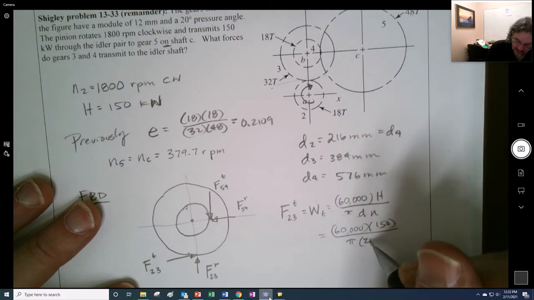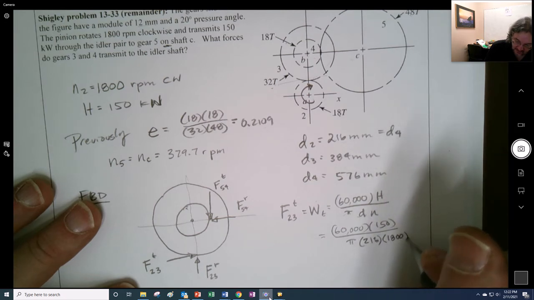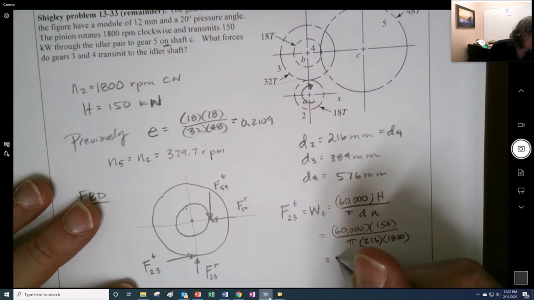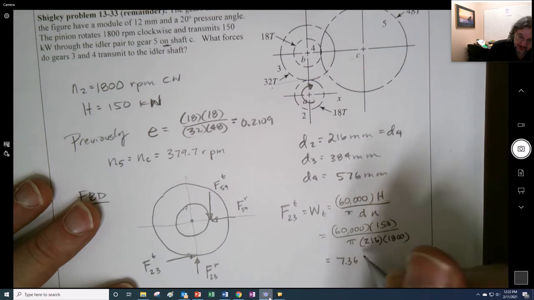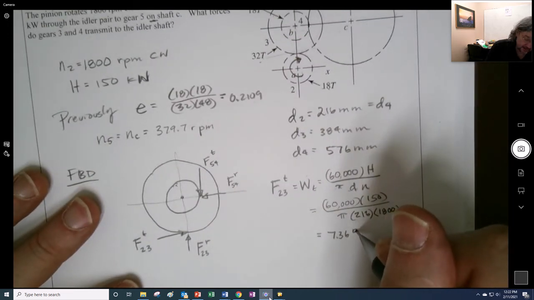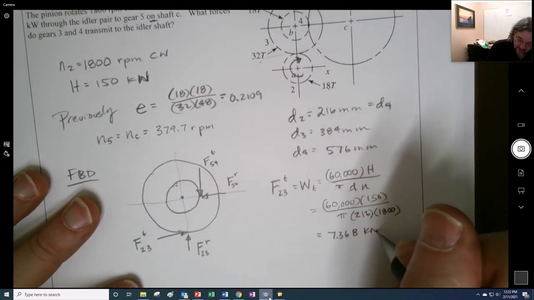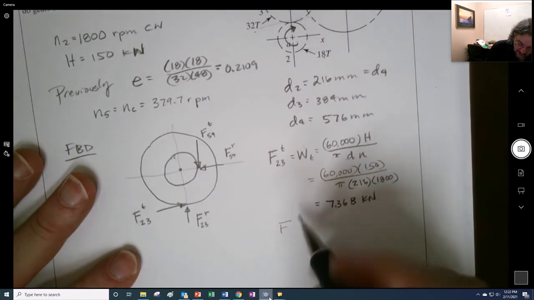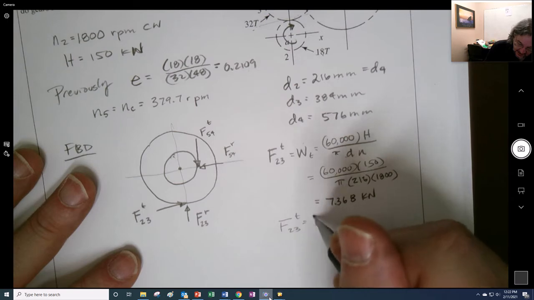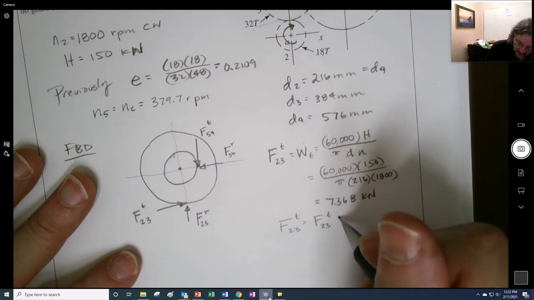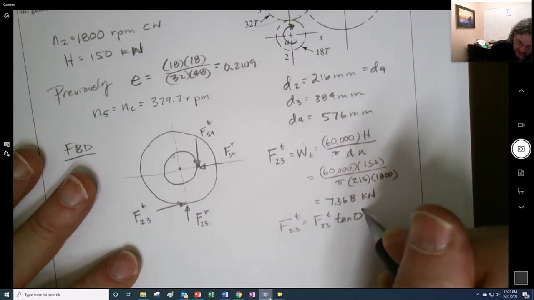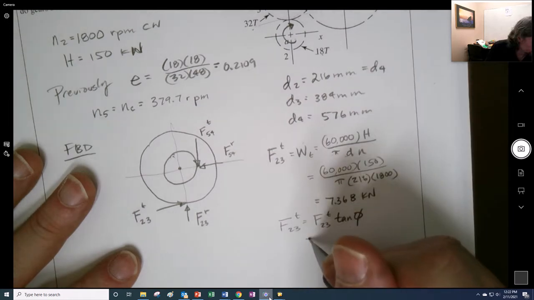So that's another thing we want to double check, that we're using the right units. So 216, and the RPM is 1800. The answer comes out in kilonewtons, 7.368 kilonewtons. And then in the radial direction, we take F23 and multiply it by the tangent of the pressure angle right here.